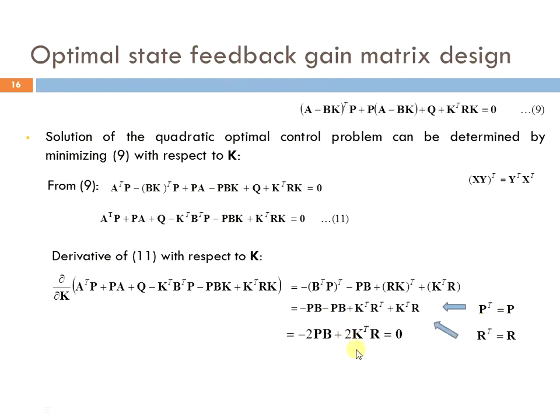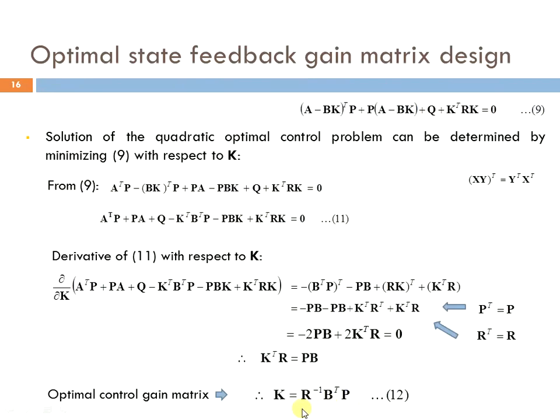Simplifying that further, these two terms add up to minus 2 PB, and we can combine these two terms again here, remembering that R is a symmetrical matrix, so R transpose is equal to R. Simplifying that further, we can take this term to the right hand side and divide throughout by 2. We get K transpose R is equal to PB, and making K the subject of the formula, we get the expression for K given by equation 4, which is R inverse B transpose P.